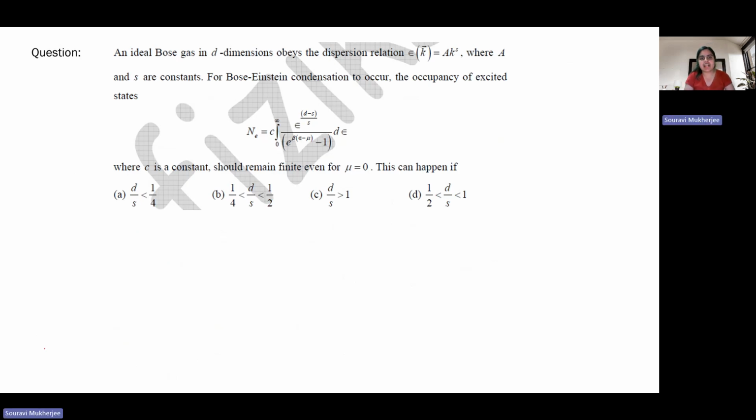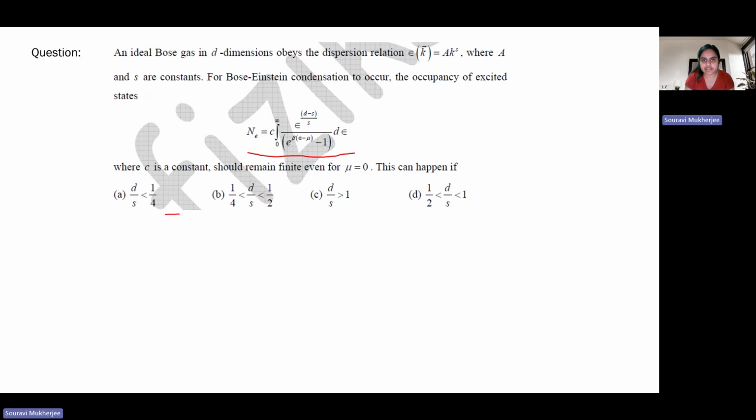Now, the next question says that an ideal Bose gas in d dimensions obeys the dispersion relation, energy epsilon goes as A k to the power s. So k is your momentum. Okay, so A into k to the power s, where A and s are constants. For Bose-Einstein condensation to occur, the occupancy of excited states is given by this relation here. Okay, so Ne, that is the number of particles in the excited state, is given as this, where C is a constant.